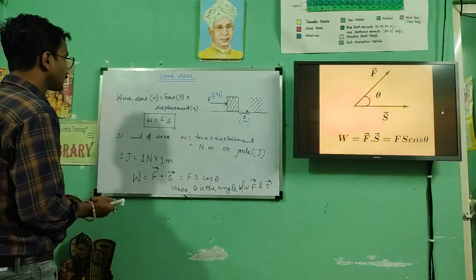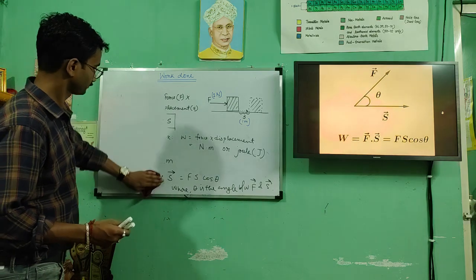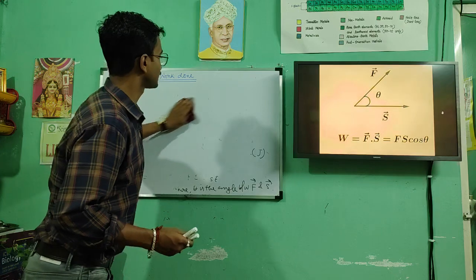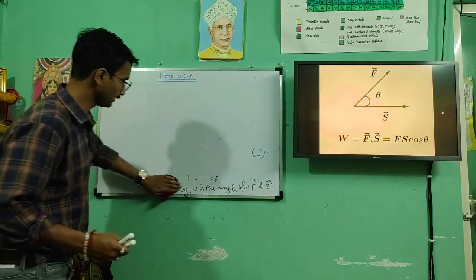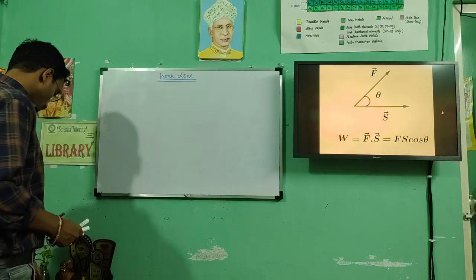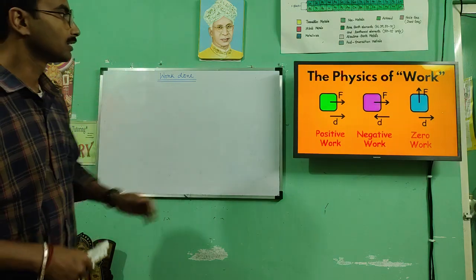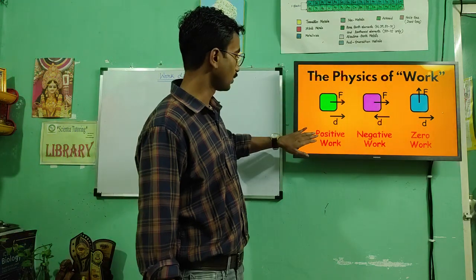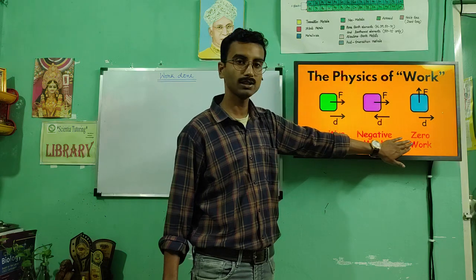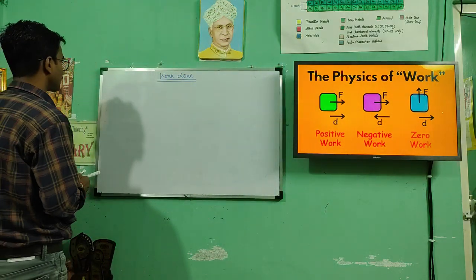Now there are 3 types of work done. One is positive work done, one is negative work done, and another one is zero work done or no work. Wait, I am showing here. One is positive work, another one is negative work, and third one is zero work. See, one by one, I am going to discuss.